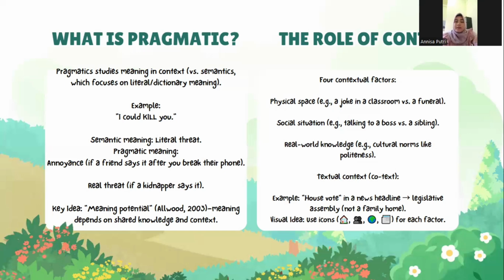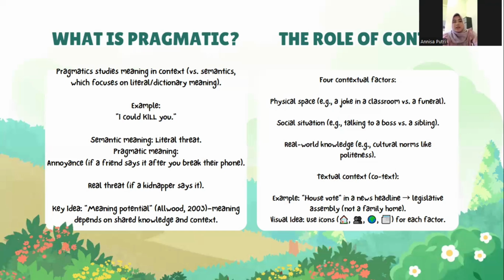For the key concept, meaning depends on the context and shared knowledge, based on Mey. The same sentence can have completely different meanings depending on who says it and in what situation. Pragmatics helps us to understand the intention behind the words. Next, about the role of context.